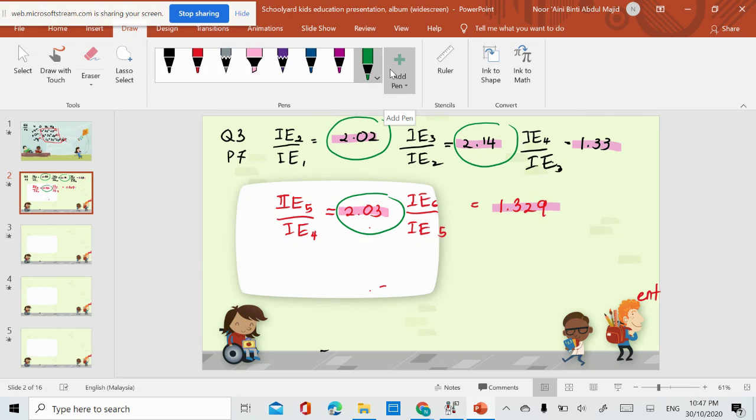Why? Because for D block elements, remember we have discussed before that the difference in energy between 4s and 3D is more or less the same. That's why the ratios also show you more or less the same ratios.